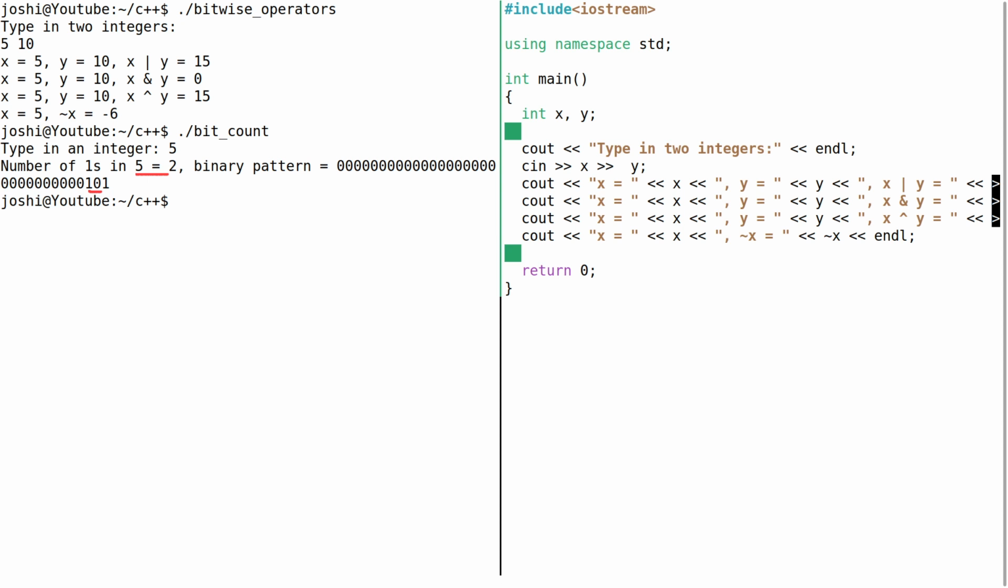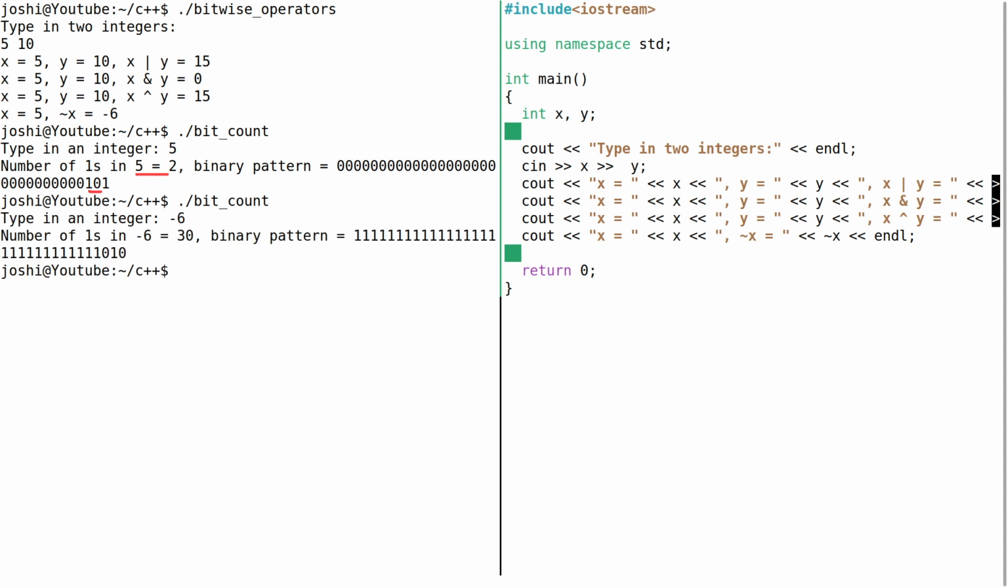So here is 5. Okay, now let me rerun this and type minus 6. Now you can see minus 6 has 30 ones. Now if 5 is to be converted, if I want to find out the bitwise not of 5, then what would happen? This is the bit pattern for 5.